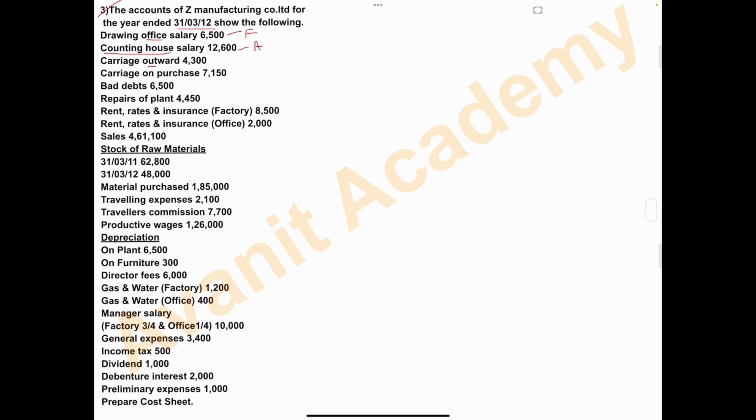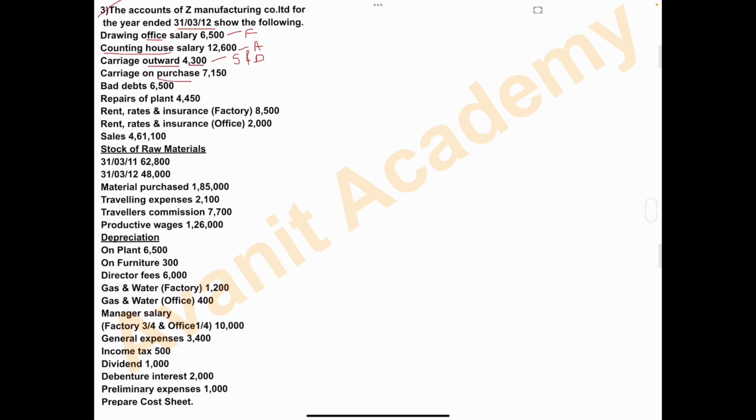Carriage outward. Whatever carriage is paid for selling the goods or for distributing the goods to the customer, so carriage outward we have to take under the head selling and distribution overhead. That is 4,300. Carriage inward is related to purchase of raw material, and carriage outward is related to selling and distribution of products or goods. So carriage outward you have to take under the head selling and distribution overhead.